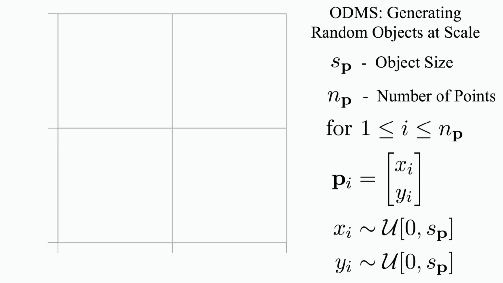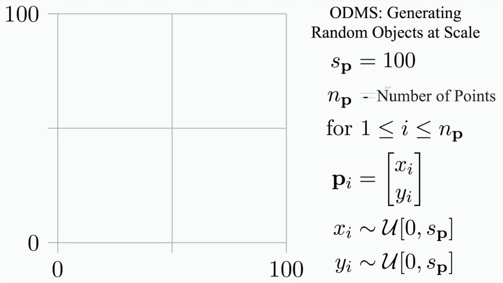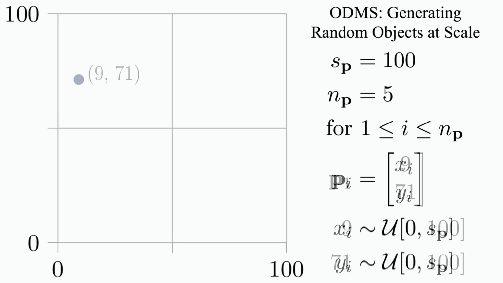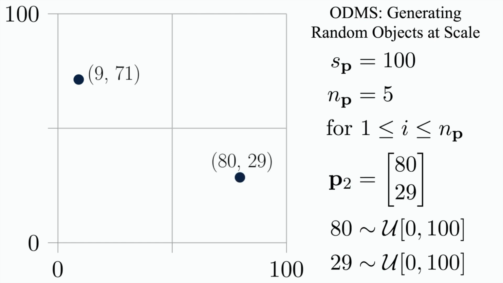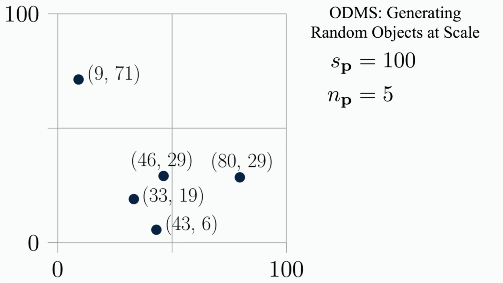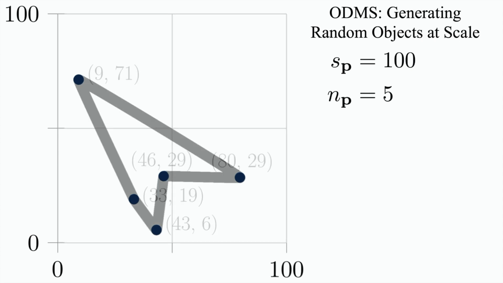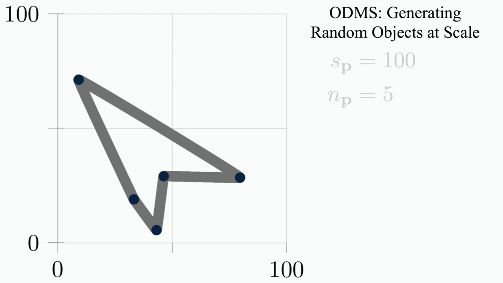Let's look at a concrete example. Here, SP is selected to be 100 and NP is selected as 5. Given a uniform distribution between 0 and SP, the x and y position of each contour point is then randomly selected. Next, we complete the contour using Bezier curves with randomized smoothness, and then select the random camera distances that will determine the object's ground truth depth and segmentation scale.